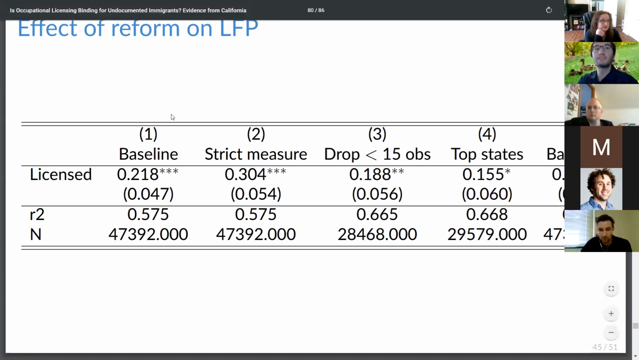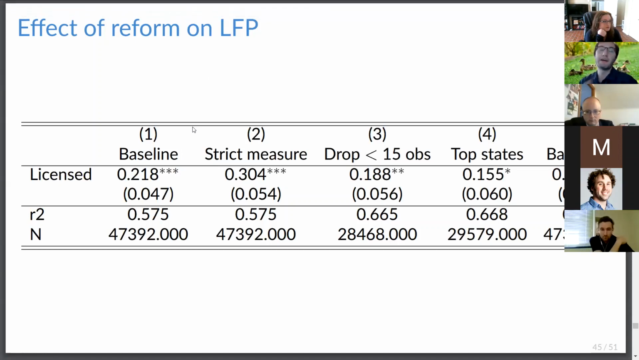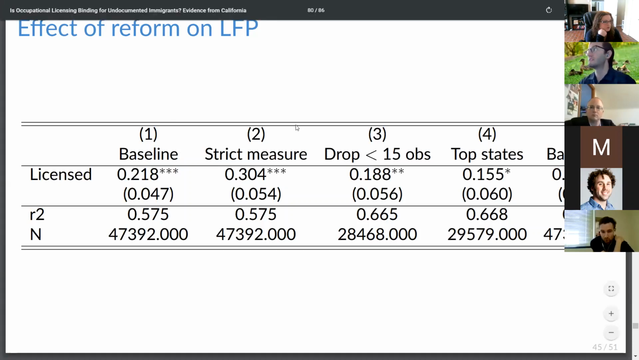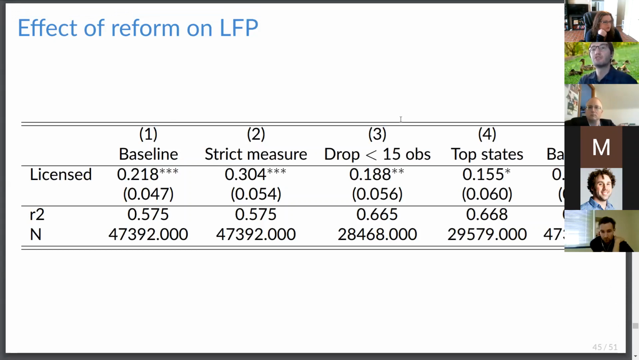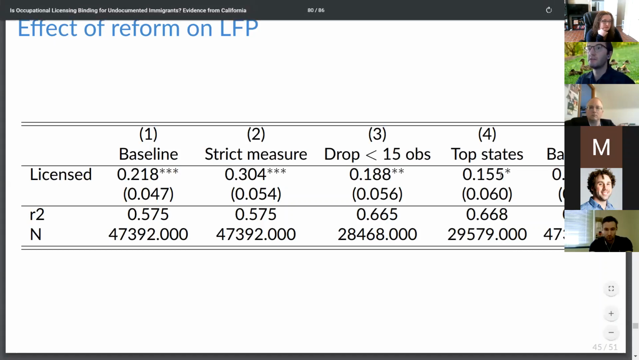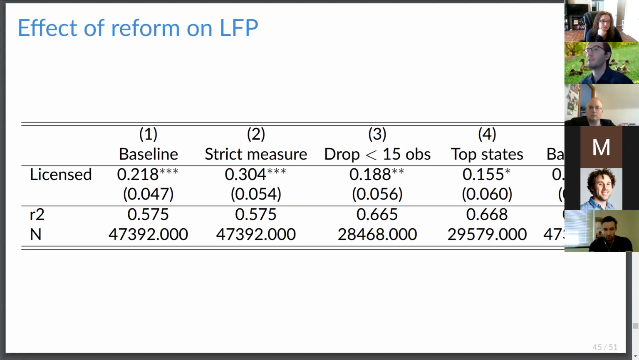Just to go over what I do for robustness, the baseline is I define a person to be licensed if they have a certification or license granted by the state. For column 2, I use the stricter measure where they say it's required for their job. For column 3, I drop any state occupation cells where the licensing share is estimated using fewer than 15 distinct individuals, so distinct people, not observations. For column 4, I'm just using the states with the largest share of undocumented immigrants in my estimation. And in column 5, I implement the empirical Bayes adjustment that's done in the Kleiner and Saltis paper to reduce noise in this measure.